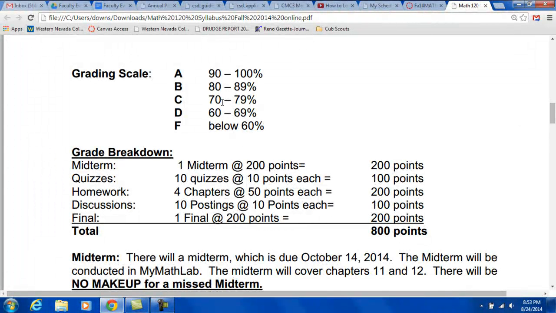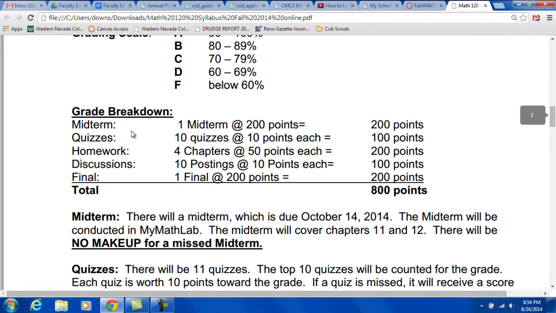Grading scale, A, B, C, D, F is pretty standard. A, 90 to 100, B, 80 to 89, C, 70 to 79, D, 60 to 69, and below 60 is an F. So the breakdown: there'll be 1 midterm at 200 points, 10 quizzes, really 11 quizzes, but the top 10 quizzes count toward the grade. That's 100 points, 10 times 10. 4 chapters at 50 points each, so that's 200 points for homework. Discussions, you have to do at least 10 discussion postings. You could do more, but 10 substantive discussion postings at 10 points each for 100 points. And 1 final exam for 200 points, for a total of 800 points.